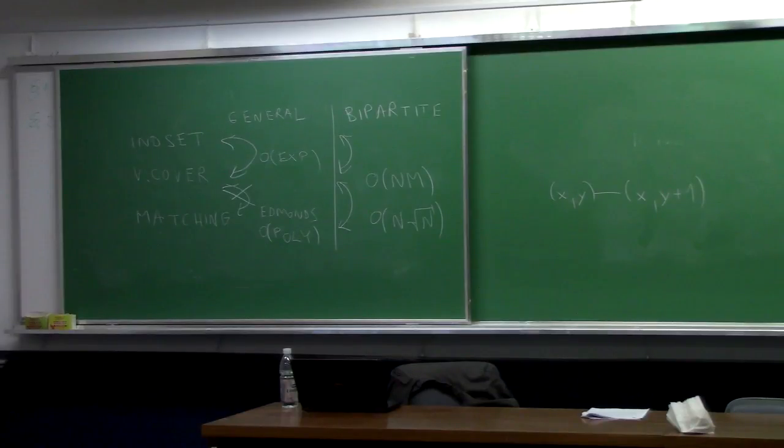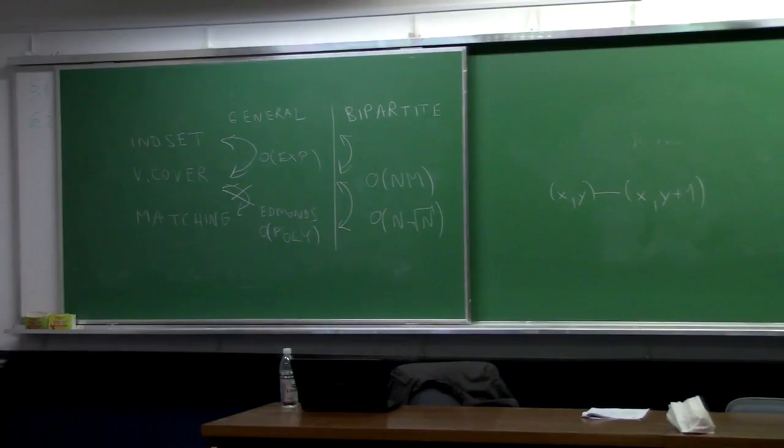But there are no edges between 2 points of the same color. There is no edge between 2 white points or 2 black points. So the white points form one partition of the bipartite graph and the black points form the other partition of the graph.